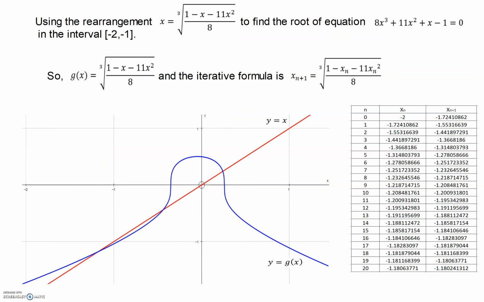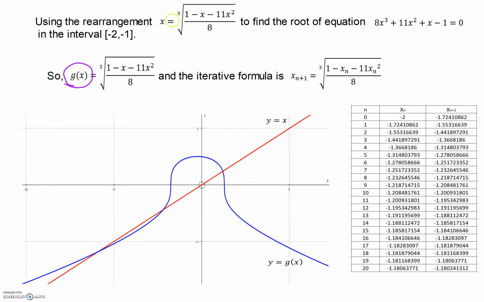So we're now going to use the rearrangement x equals the cube root of 1 minus x minus 11x squared all over 8 to find a root of our equation, and hopefully the root in the interval -2, -1. So I'm going to introduce a little bit more formal notation than I did in video 2, in that I'm going to introduce g of x, and g of x is the rearranged expression on the right hand side.